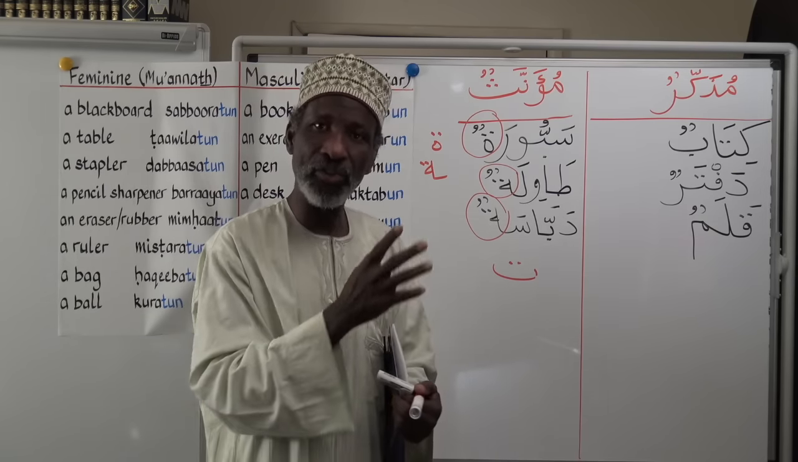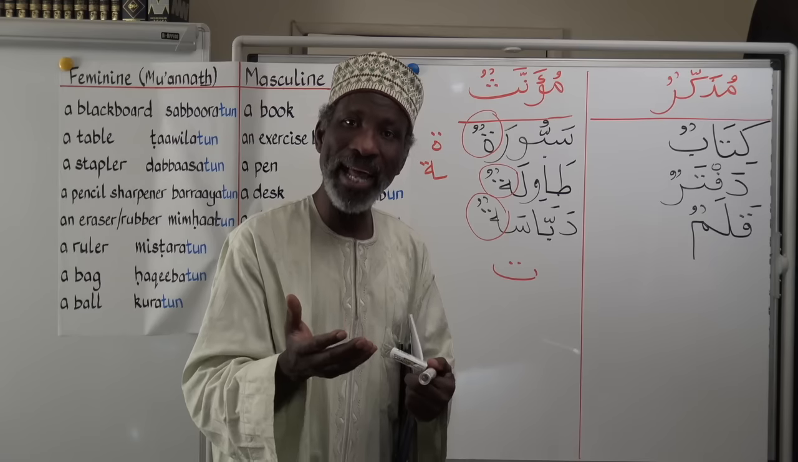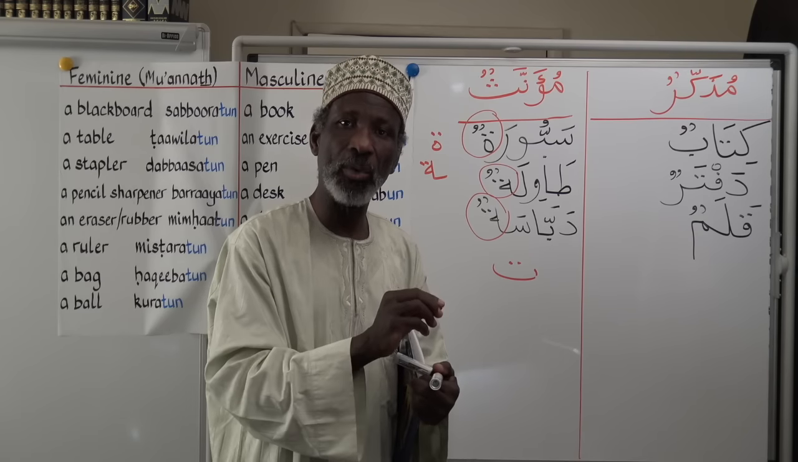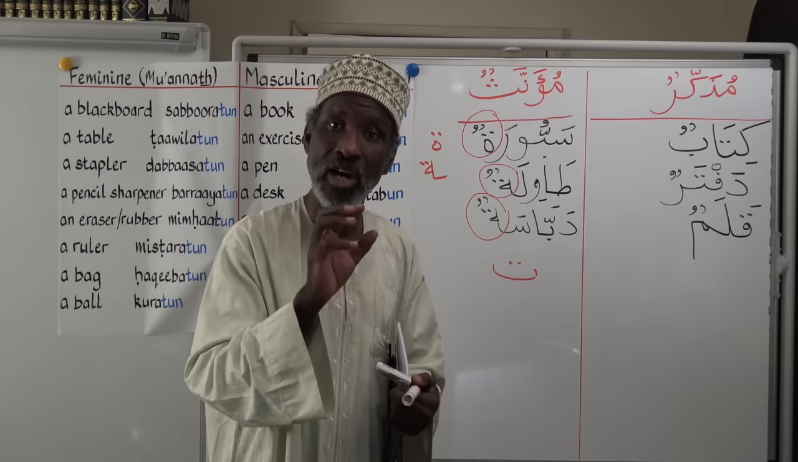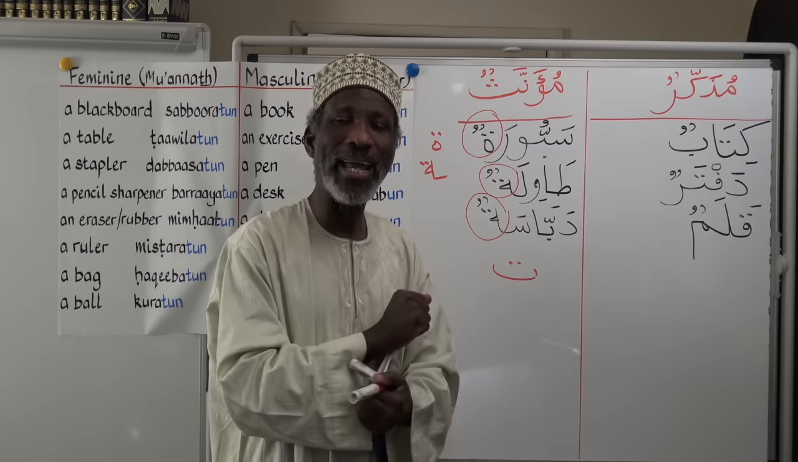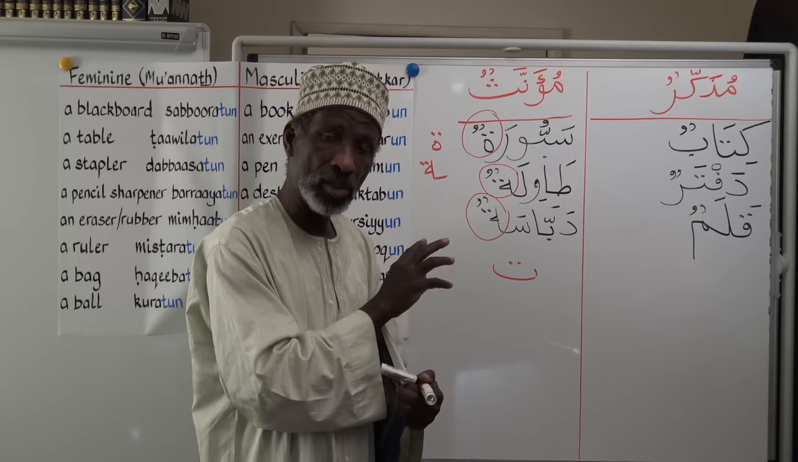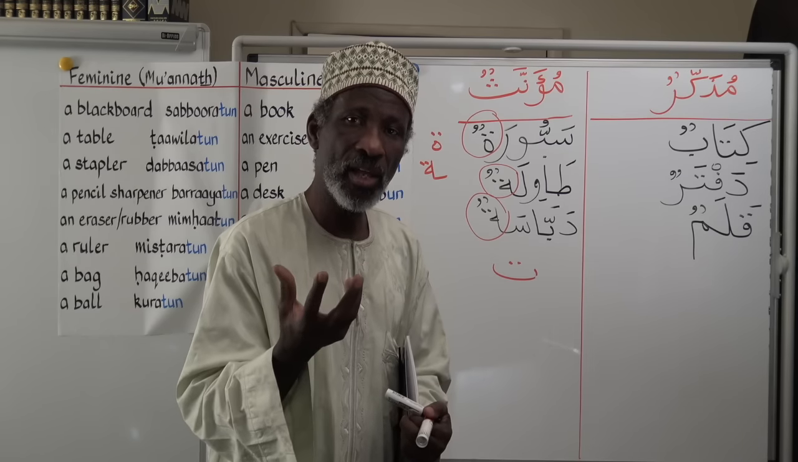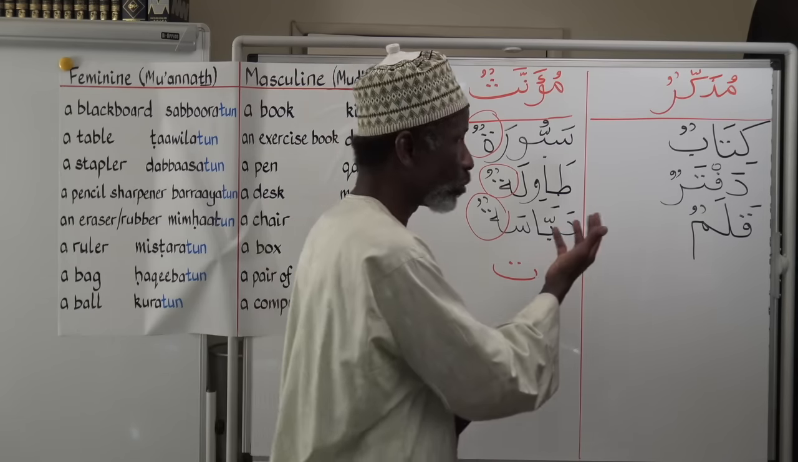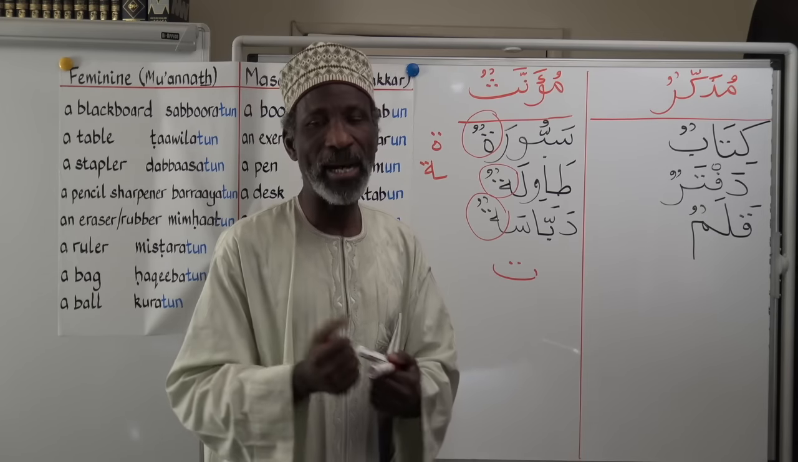The important thing is when you see that ta marbuta, you can safely assume that that particular word is feminine or is regarded as feminine in Arabic. So anytime you see ta marbuta, just say, this is mu'annath. And if you don't see ta marbuta, say this is mudhakkar. This is masculine.